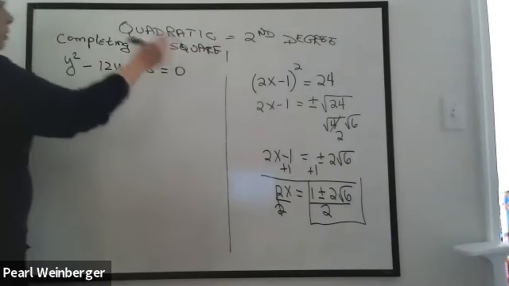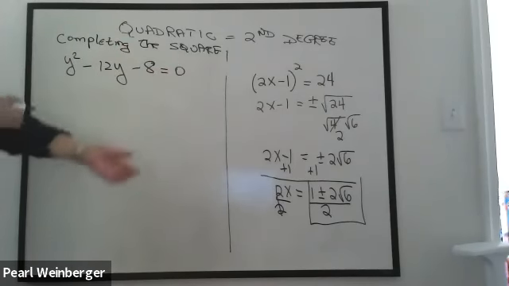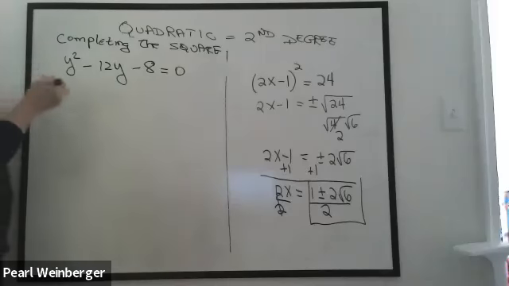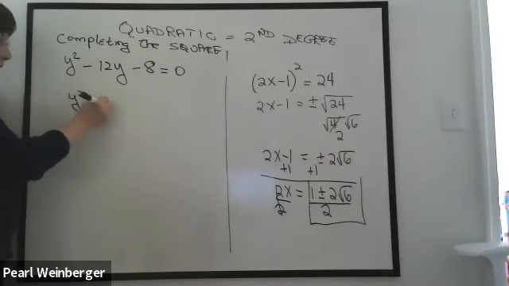I'm going to work with this so that I end up with some expression squared equaling a number, because then I could use my square root method. Now, in order to do that, I better think about this a little bit. Let's just look at the variable parts: the y squared minus 12y.